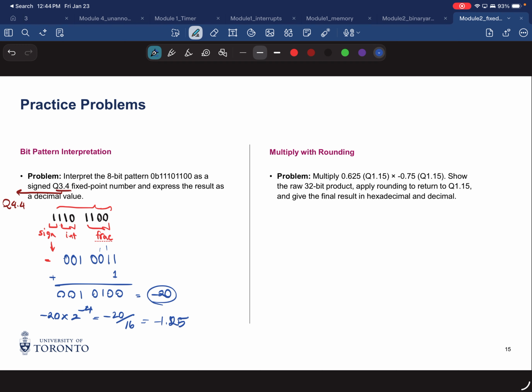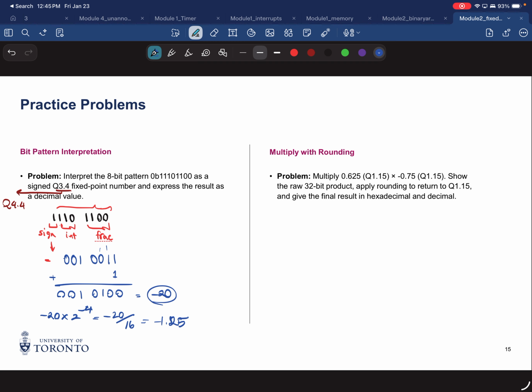Okay, so this was simple. Now let's go to the next one. It says multiply 0.625, which is in Q1.15 format, by minus 0.75, which is again in Q1.15. Show the raw 32-bit product, apply rounding to return to Q1.15, and give the final result in hexadecimal or decimal. Okay? So what should I do?